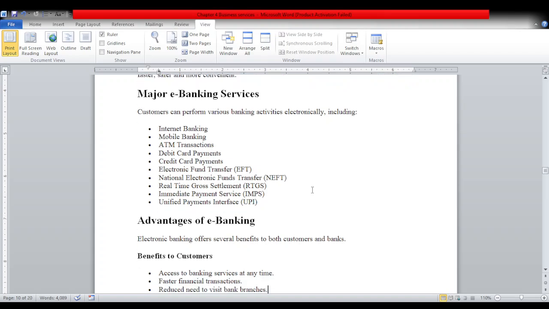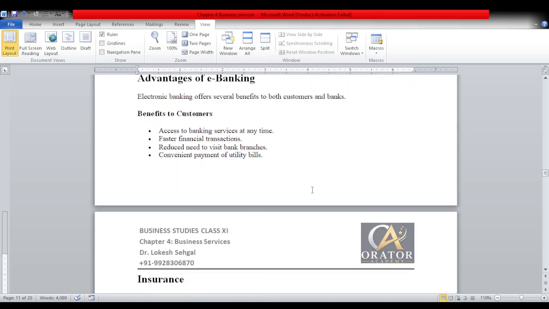What are the advantages of e-banking? Let me help you to understand. Electronic banking offers several benefits to both the customer and the bank. First, let me help you understand the benefits to the customer of e-banking. Access to banking services at any time. You can avail these banking services 24 by 7. You can make faster financial payments. You can send money at any point of time throughout the day, 24 by 7. You can reduce the need to visit bank branches, and you have convenient payment of utility bills.